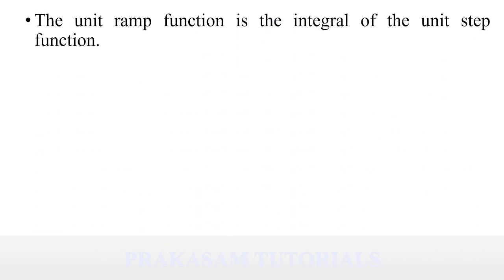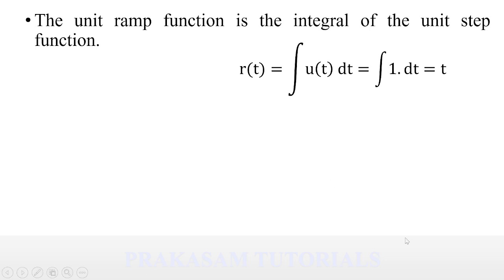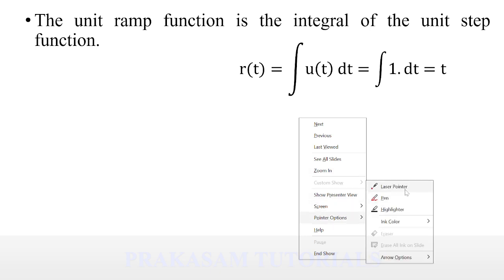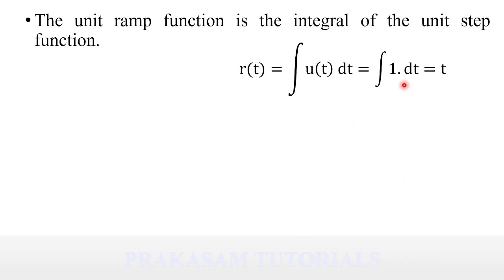Next, the relation between the unit step signal and unit ramp signal. The unit ramp signal can be determined by the integration of the unit step function. That is r of t is equal to integral u of t dt. According to the definition of the unit step signal, u of t is equal to 1. So integral 1 dt is t. So r of t is equal to t. So that is the definition of the unit ramp signal or unit ramp function.